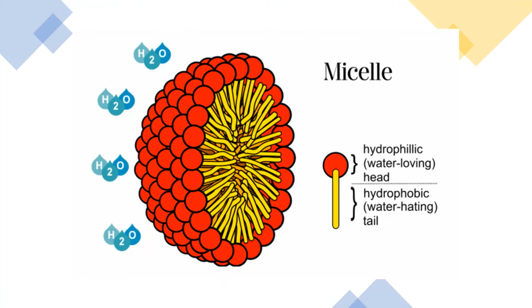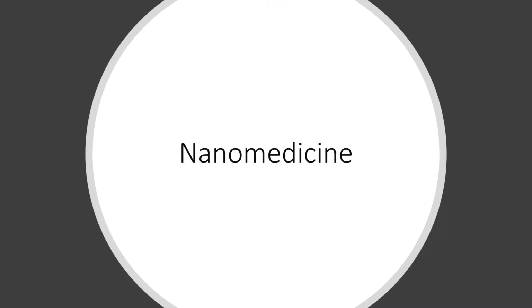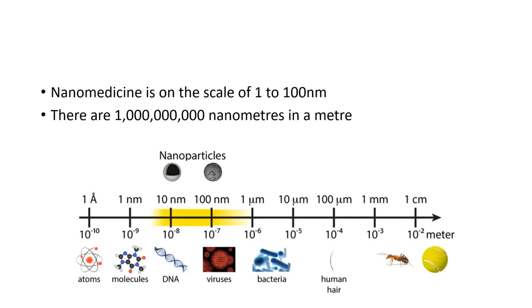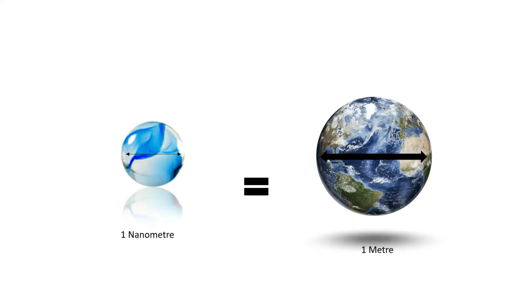But first we need to touch on what nanomedicine is. Nanomedicine is similar to other medicine, except for its scale. It's on the scale of 1 to 100 nanometers, which for comparison there are a billion nanometers in a meter. To give perspective, this is the same size as DNA or some viruses, and if you were to say the diameter of a marble was 1 nanometer, that would make the Earth's diameter a meter. So you may be wondering, why does it matter how big they are? Surely it can't have that much of an effect.